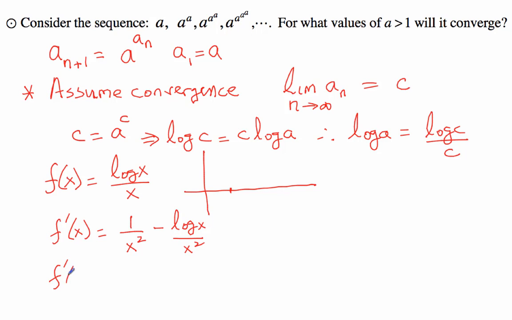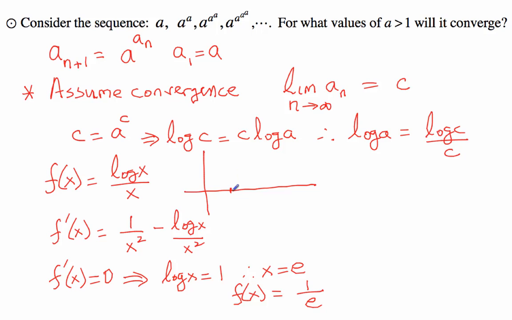And if f prime of x is set equal to 0, then clearly log of x must be equal to 1, and so x will be e, and of course f of x then will be log of e, which is 1, divided by x, which is e. So therefore this is a function that goes up and then comes down, and its peak value will be 1 over e. So this is saying that log of c over c is at most 1 over e.